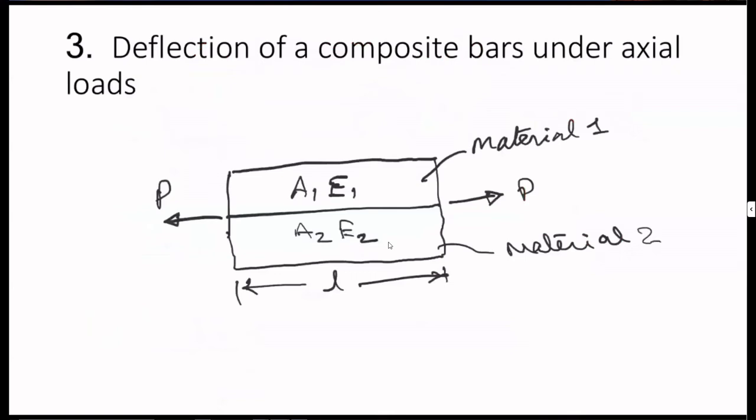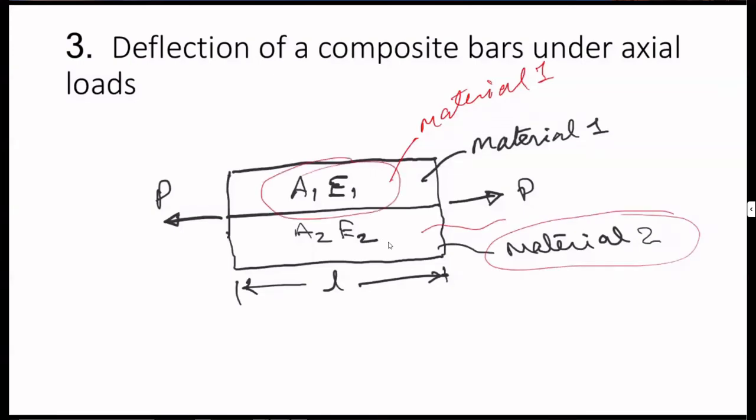What we are doing next is deflection of composite bars under axial loads. Okay, now what I have done, I have provided two different materials. This is my material 1 and this is my material 2. This is A1 E1. This is A2 E2. Length is the same. Now this is a sort of statically indeterminate problem. To determine this, we need a compatibility equation. Now we need to understand what a compatibility equation is.